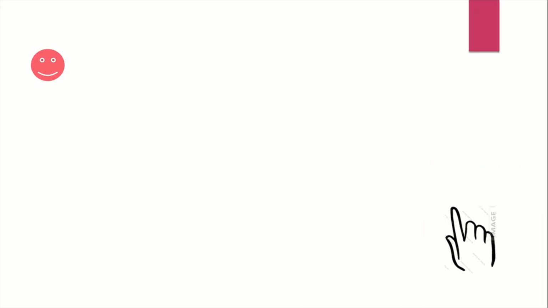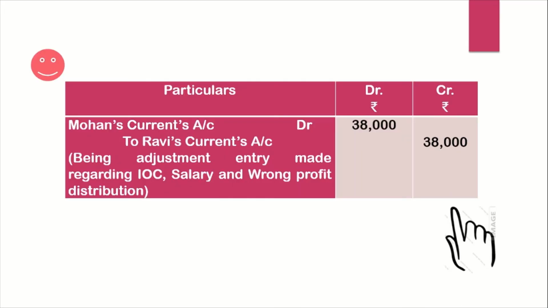So here we are with our journal entry. Mohan's current account debit to Ravi's current account, because again it was the fixed capital method.